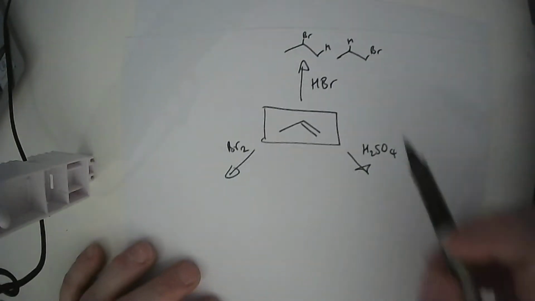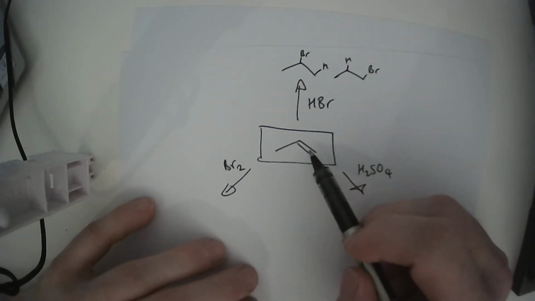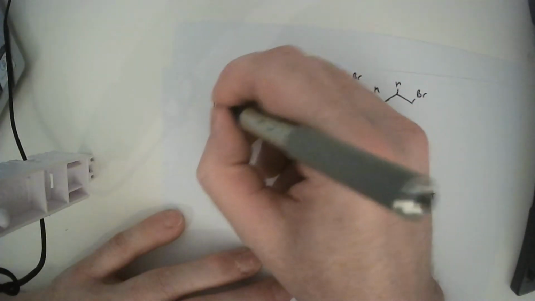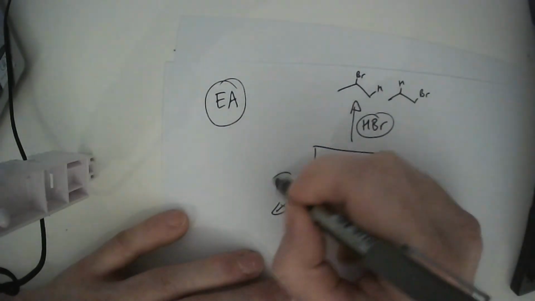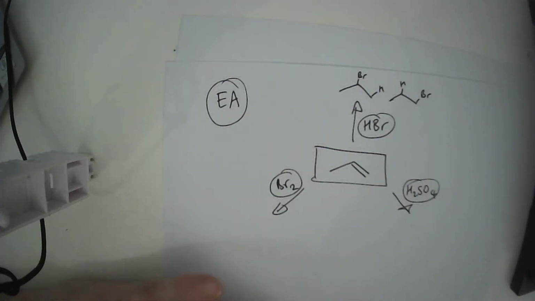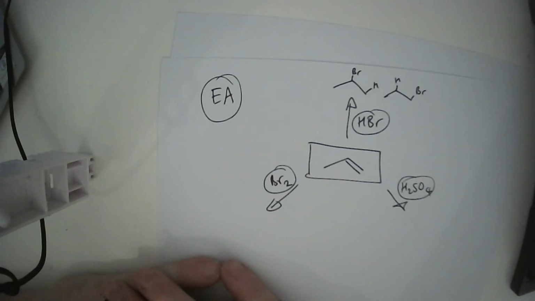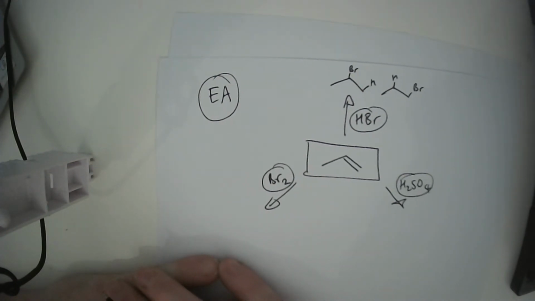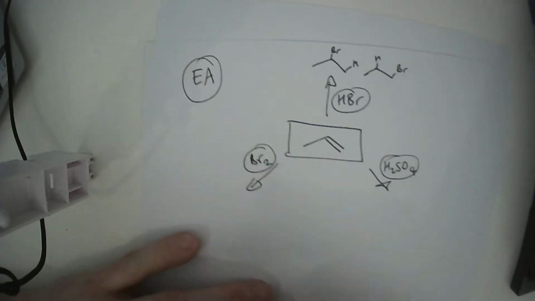So, what happens here is this HBr adds over this double bond. These are electrophilic addition reactions. That's an electrophile, that's an electrophile, that's an electrophile. Electrophiles are lone pair acceptors. That's the only thing you need to write. Electrophile, lone pair acceptor. Nucleophile, lone pair donor.